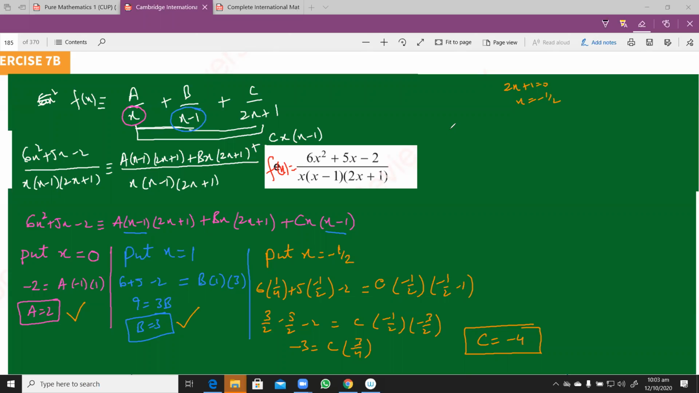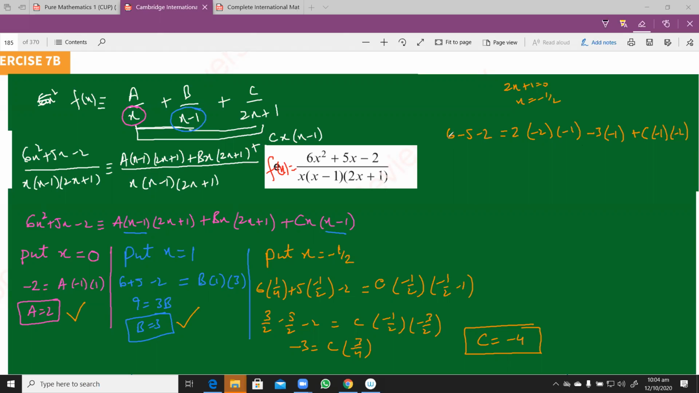6 into minus 1 square is 6. Then I have minus 5. Then I have minus 2, okay? That is equal to, I have got the value of a, so I'll be writing 2 over here. Now, minus 1 into minus 1 will give me minus 2, and minus 2 plus 1 will give me minus 1. I have the value of b, which is 3. 3 into minus 1 will be minus 3 into this minus 1. And then this c into minus 1 into minus 2.